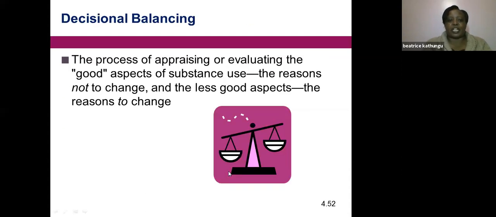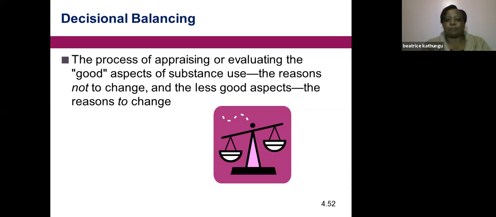So I'm going to go to the next slide. Decisional balancing is a process. It's a process of appraising or evaluating the good aspects of, on one hand, substance use, which gives you the reasons not to change, and then on the other hand, the less good aspects or the reasons to change.